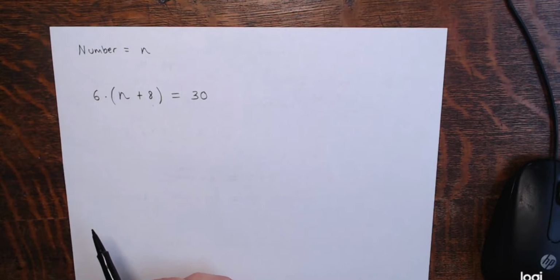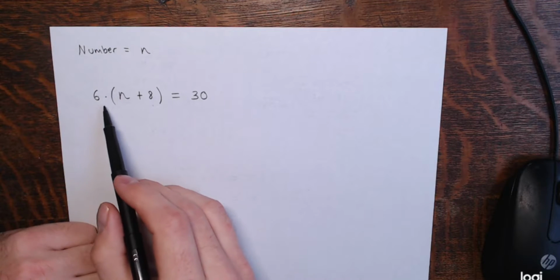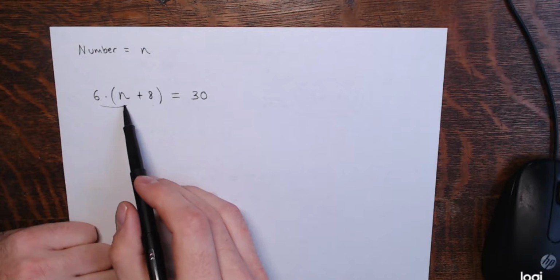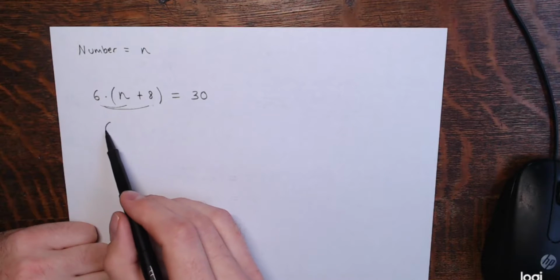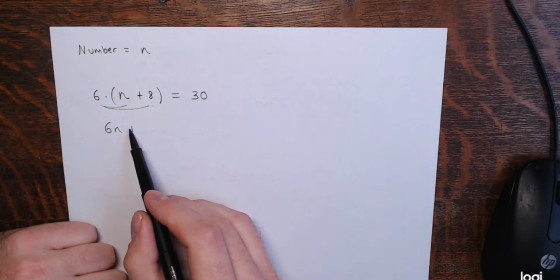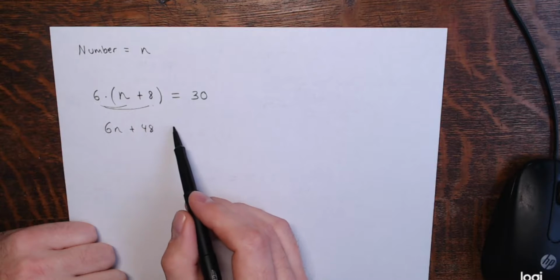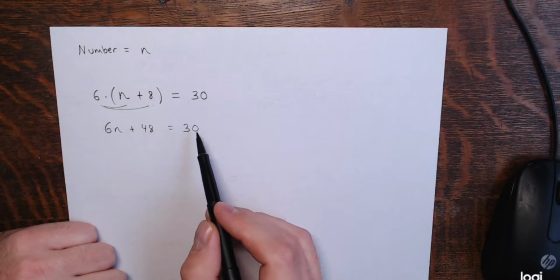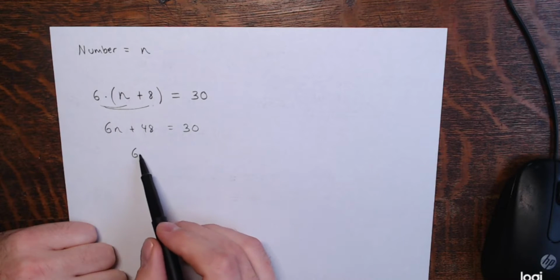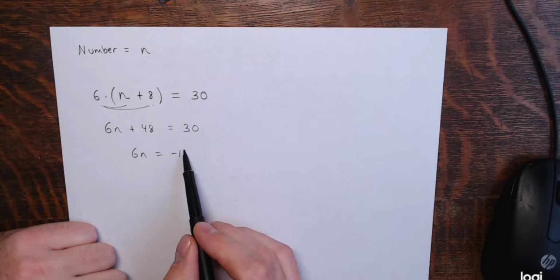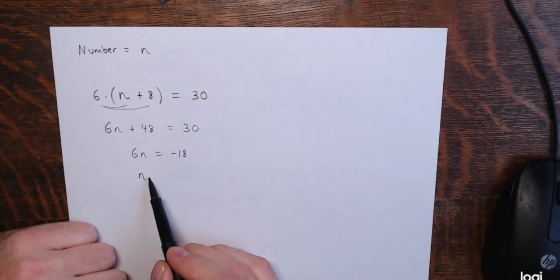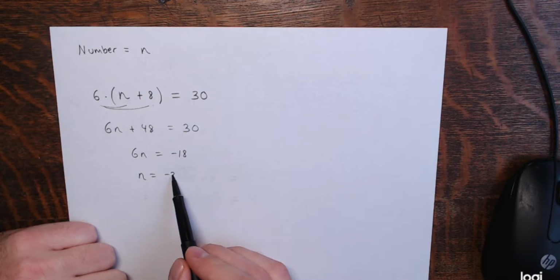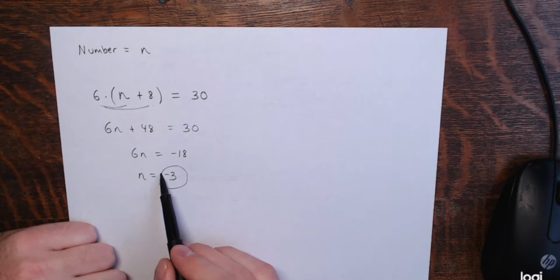Then I can distribute the 6 if I wish, or divide by 6, but I'll just do what I've been doing for most of these videos. 6 times n plus 48 equals 30. Subtract 48 from both sides. 6n equals negative 18. Divide both sides by 6. N equals negative 3, and that is all we're asked to do, is find that number, right?